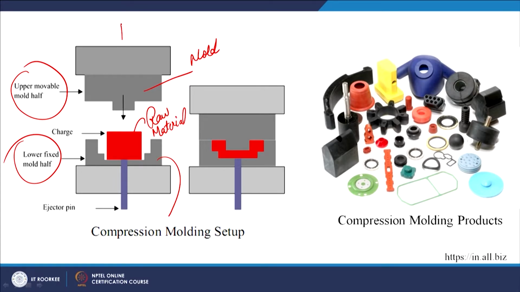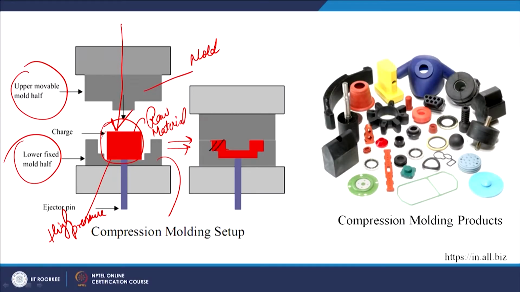And now this half of the mold comes down, it applies pressure on this. As we have seen, it is a high pressure forming process. So, high pressure will be applied on this raw material and it will finally take the shape of the cavity created between the upper half of the mold and the lower half of the mold. So, you can see here, this is the product that will come out from this compression moulding process.